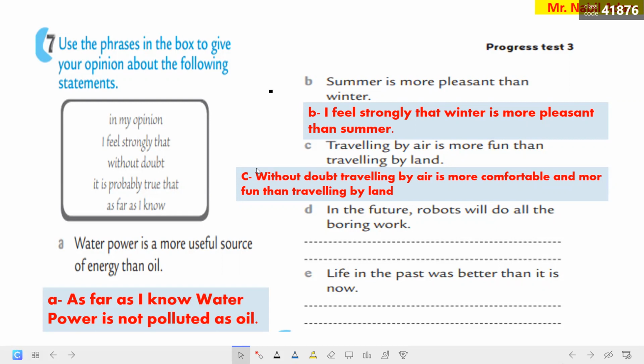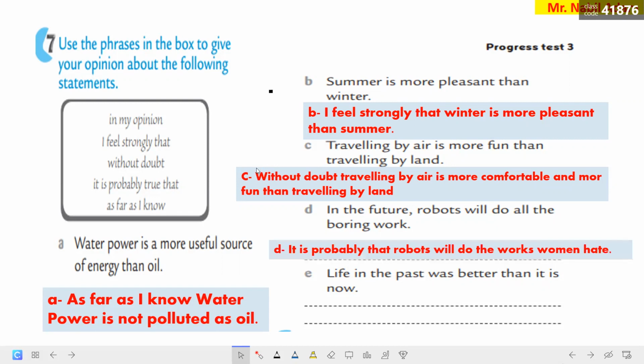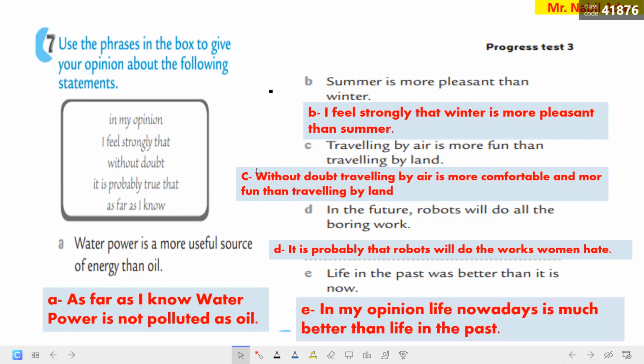In the future, robots will do all the boring work. It is probably true that robots will do the work women hate. Life in the past was better than it is now. In my opinion, life nowadays is much better than life in the past.